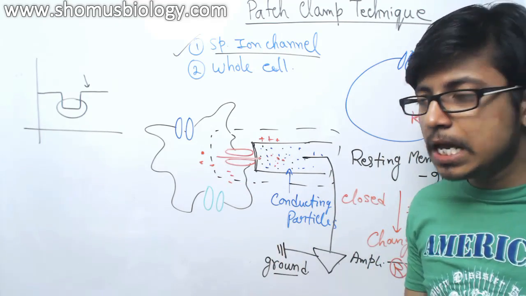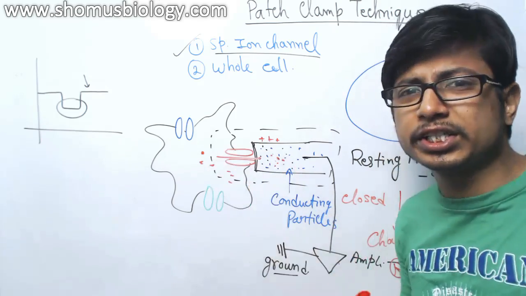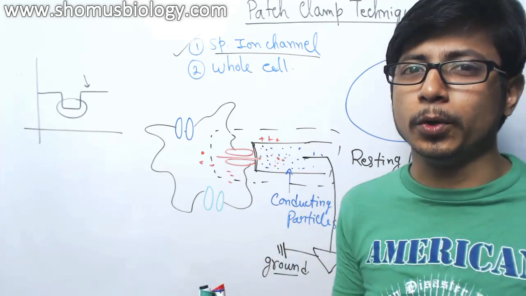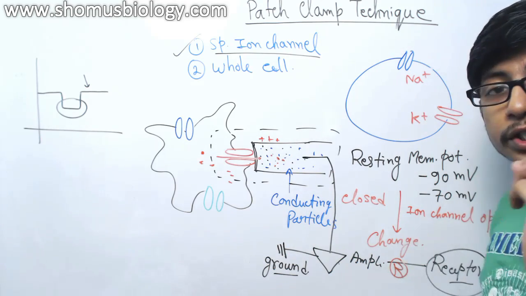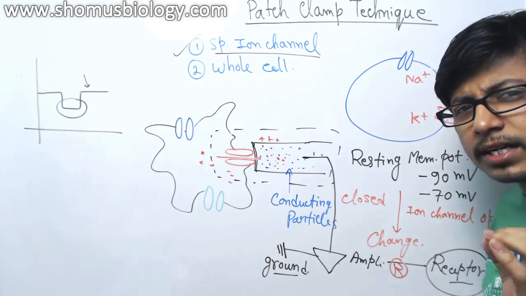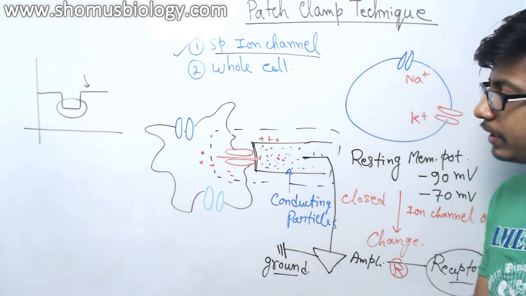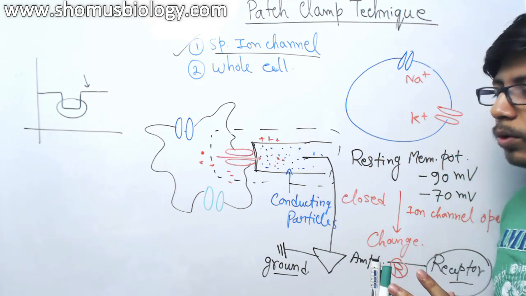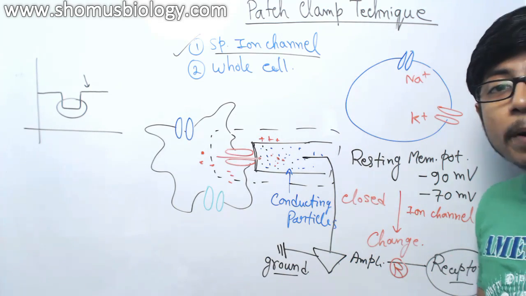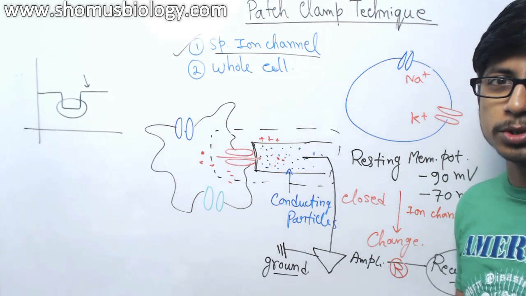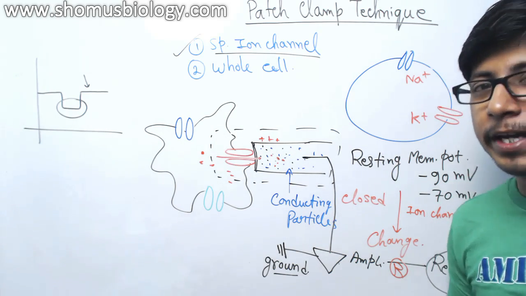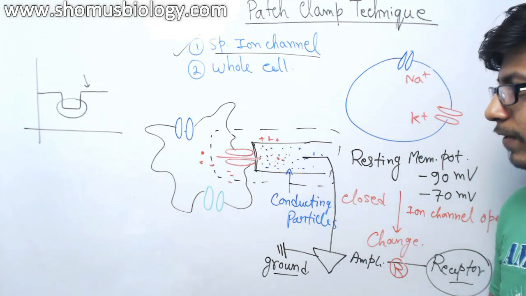Now normally the current alteration provided by a single ion channel is very low. That is the reason we need a very ultra-sensitive amplifier and detector to find out the change in the current. It actually goes like 10 to the minus something, so it's even at the picoampere level. It's very hard to detect with a normal type of amplifier.